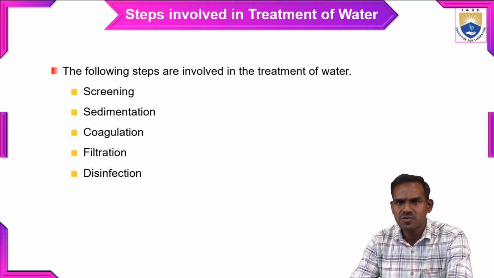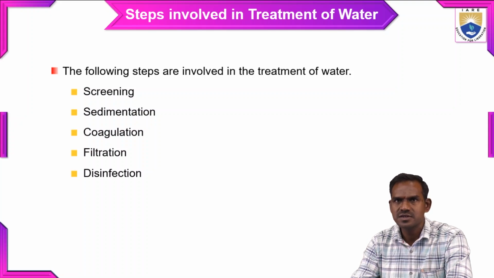The steps involved in treatment of water. For water to be drinkable, there are some steps to get treated. There are 5 steps. First one is screening. Second one is sedimentation. Third one is coagulation. Fourth one is filtration. Fifth one is disinfection. Let's look at each one individually.